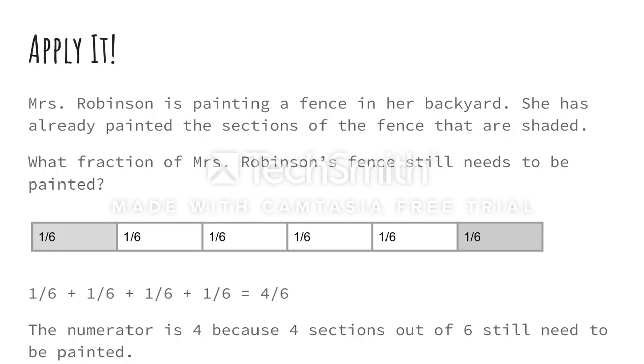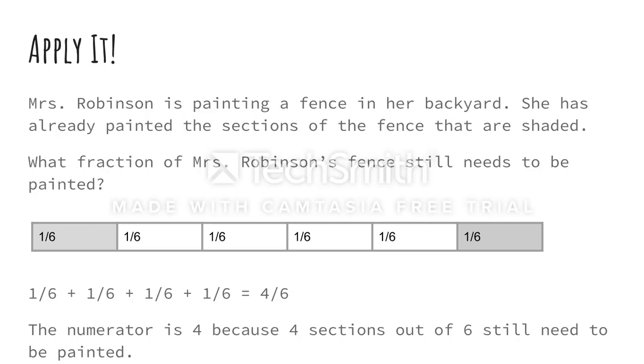Let's explore it. In this problem, we know that Mrs. Robinson painted a fence in her backyard. The gray spots on the diagram show the parts that she has already painted. The question is asking you what fraction of the fence still needs to be painted. If you labeled the diagram, you'll notice that in this fence, there are 6 equal parts. Each part is called a sixth. Notice I labeled my diagram because it helps me to clearly see the unit.